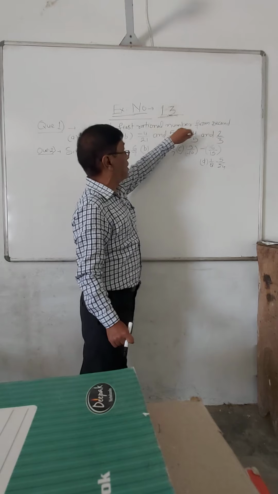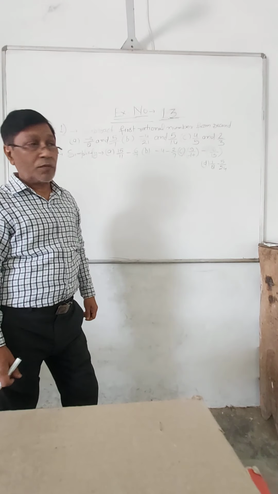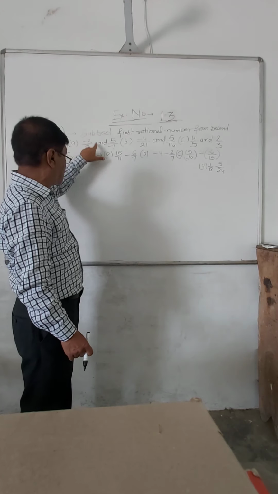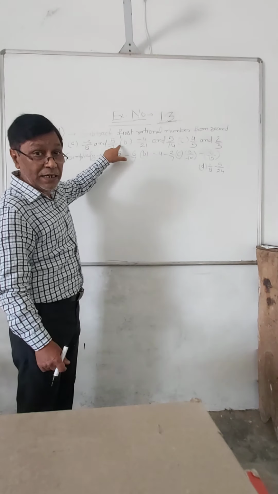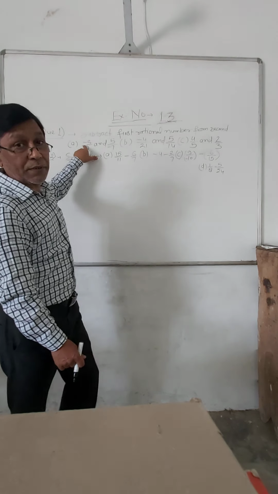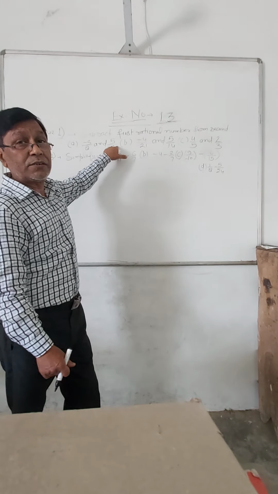Subtract the first rational number from the second. So the second number is this and the first number is this. So the first number is to be subtracted from the second number. You have to subtract the first from the second, not the second from the first.